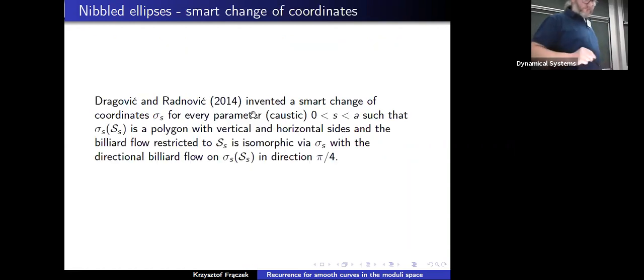And what about the proof? The first step is to use a smart change of coordinates, denoted here by sigma_s, invented by Dragović and Radnović. I mentioned the smart change of coordinates, and this is the same object. After the smart change of coordinates, instead of the nibbled ellipse, we obtain a polygon with only vertical and horizontal sides. And in the new coordinates, the billiard flow is isomorphic to the billiard flow in the direction π/4.